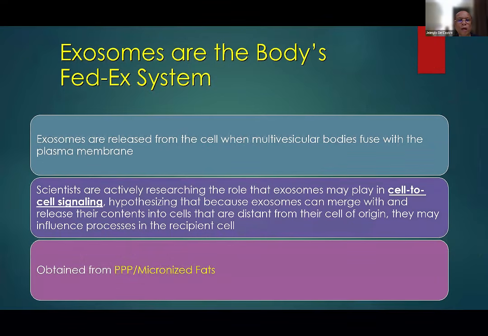So exosomes are said to be the body's lymphatic system. It is released from the cell when multivesicular bodies fuse with the plasma membrane. So scientists who are doing research for this notice that exosomes play a role in cell-to-cell signaling and can also merge with and release their contents into cells that are distant from their cell of origin. So, for instance, there are other areas that could be affected, but we don't know yet. So it could also have an effect on those pathologies from other areas. It is also obtained from platelet plasma and, of course, from micronized fats.